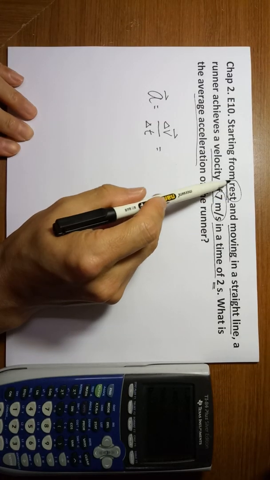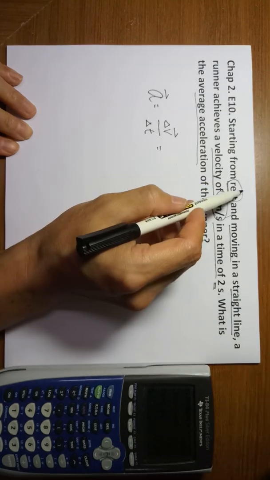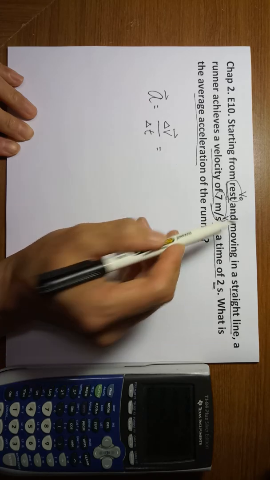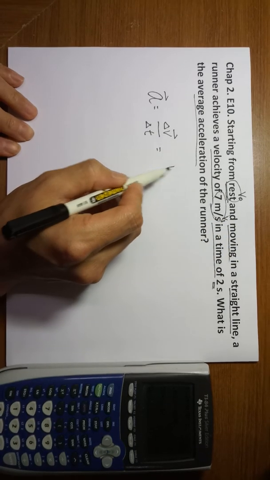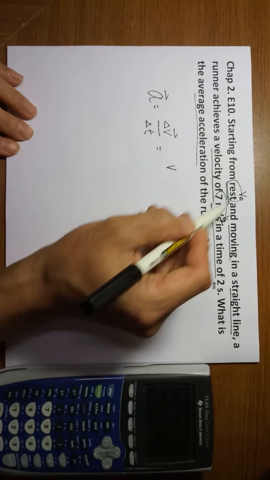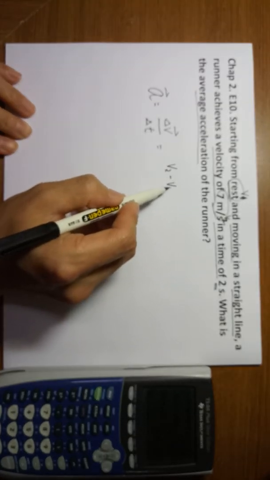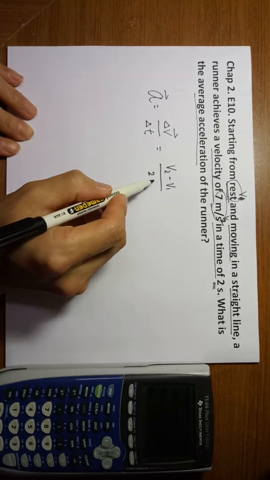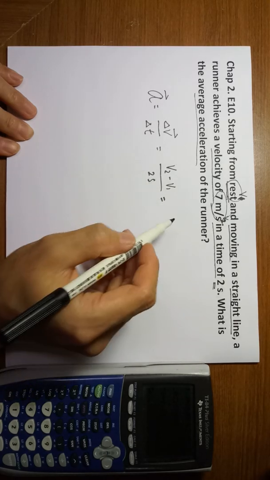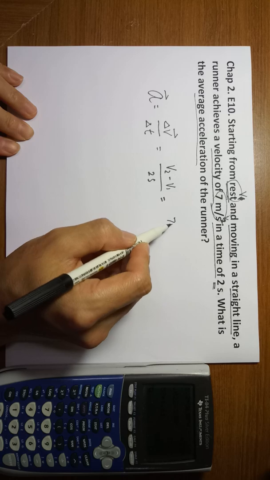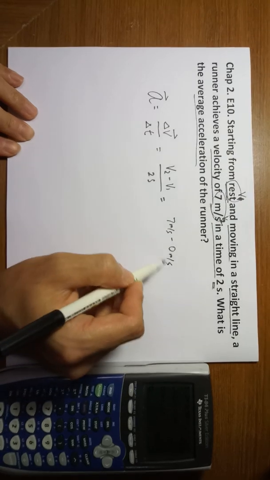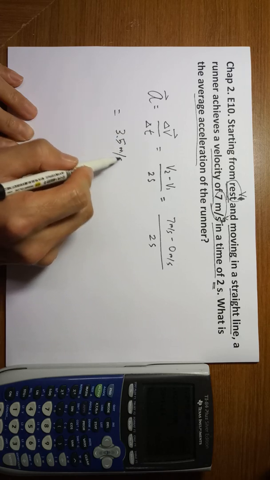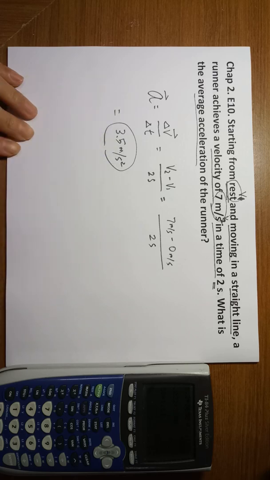It says from the rest to becoming 7. We call this one V0 and this one V1, or the other way around, V2 and V1. Then V2 minus V1 over T2 minus T1, which is for 2 seconds, right? Which is 7 meter per second minus 0 meter per second divided by 2 seconds. Then 3.5 meter per second square as your acceleration. Okay.